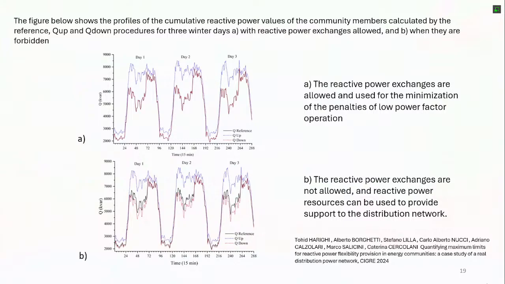operator. So this is the global idea: when you provide service to the network, it means that these capabilities are not used inside the community for the minimization, for example, in this case, of low power factor operation. The more the resources are integrated in order to achieve a common objective, the less these resources can be offered to the distribution system operator as a service for the network.